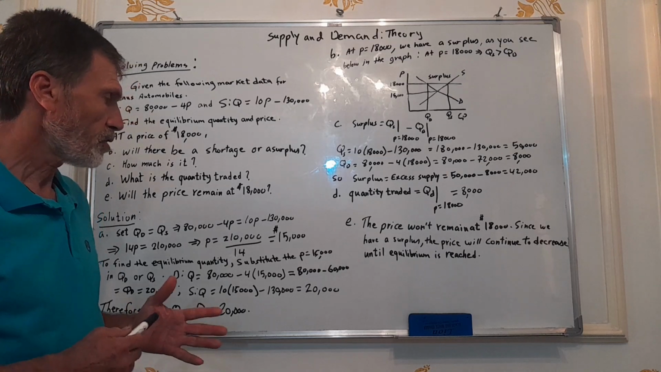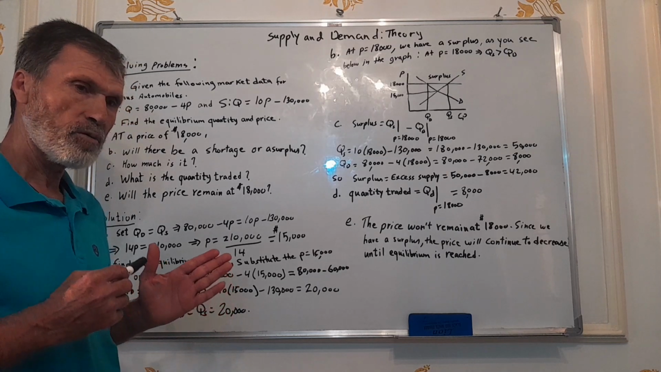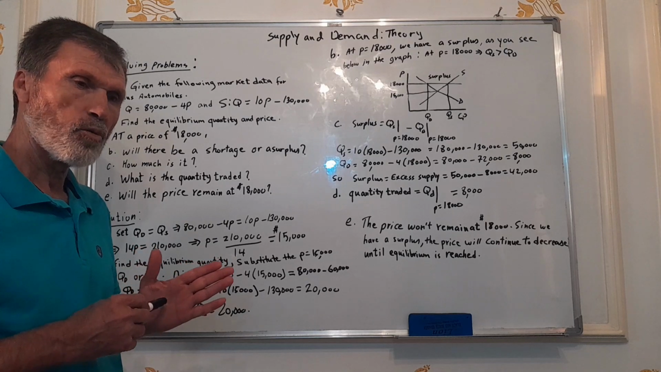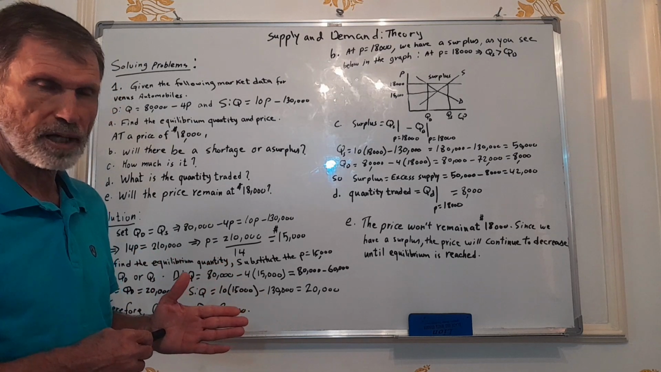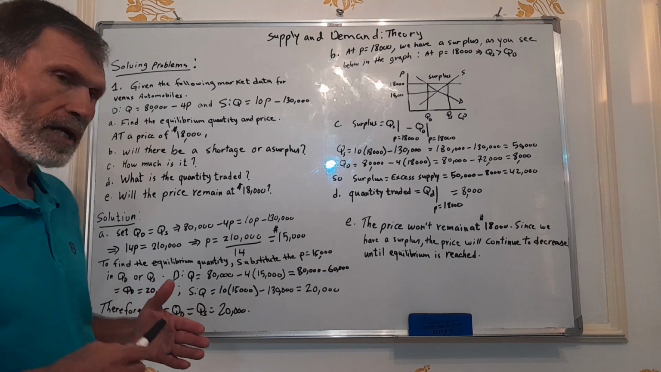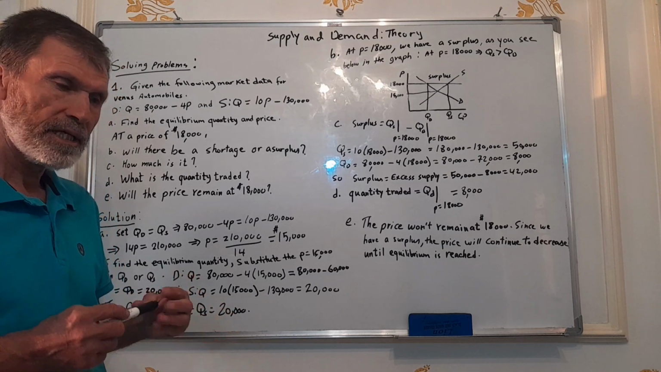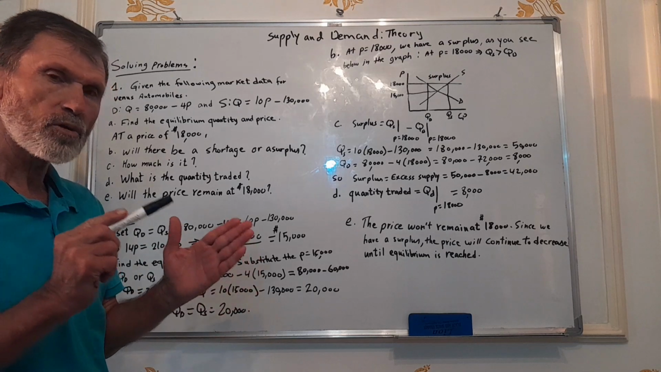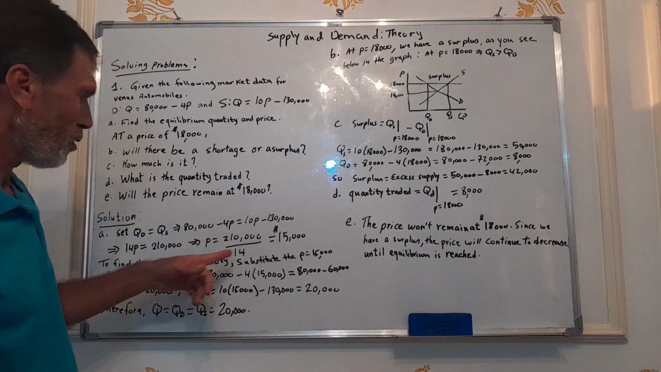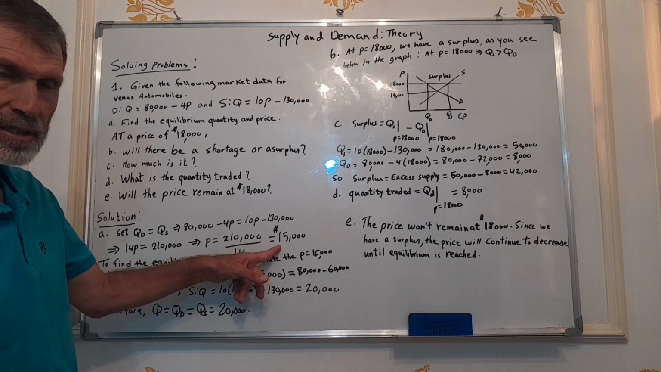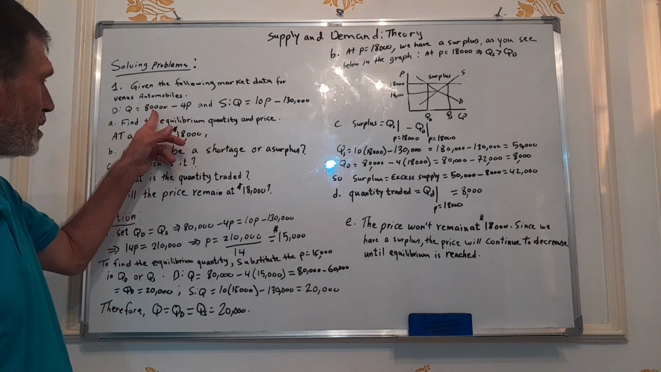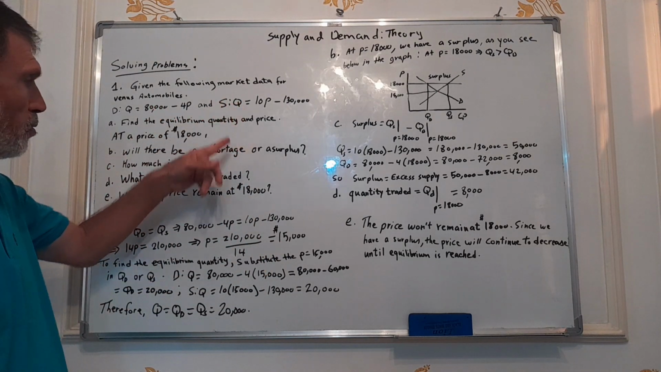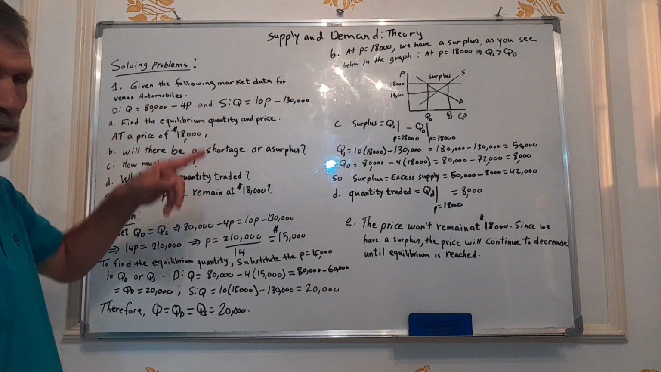The equilibrium price is the price where quantity demanded equals quantity supplied. Now we want to find the equilibrium quantity. The equilibrium quantity is the quantity that corresponds to the equilibrium price. So we plug 15,000 into either the demand or the supply. We can plug it here or here.